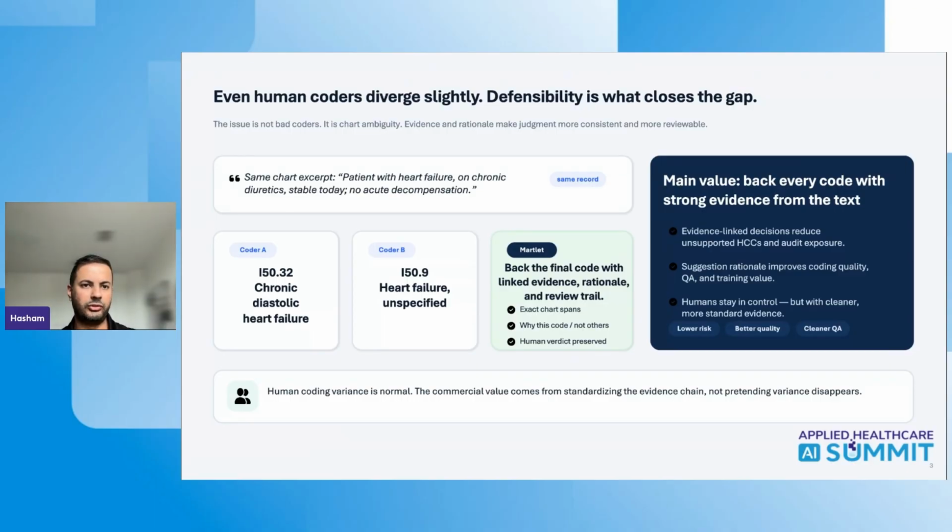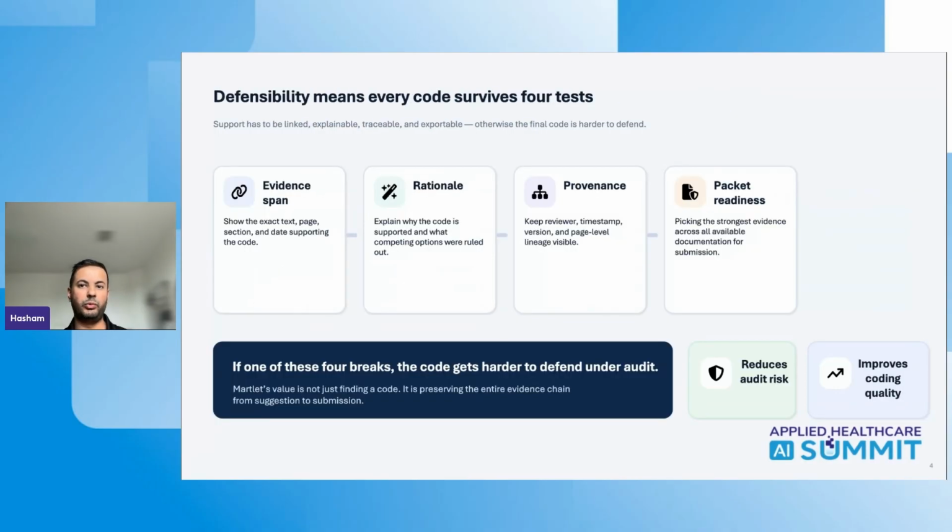For example, this is a small note about a heart failure, and one coder can say it looks like a systolic heart failure, but the other one can say it's just unspecified. These are very subtle differences, but at volume, these can turn into a huge difference in revenue or risk of audits, etc. So the main thing is that whatever is coded is backed by the model's suggestions and evidence from the document.